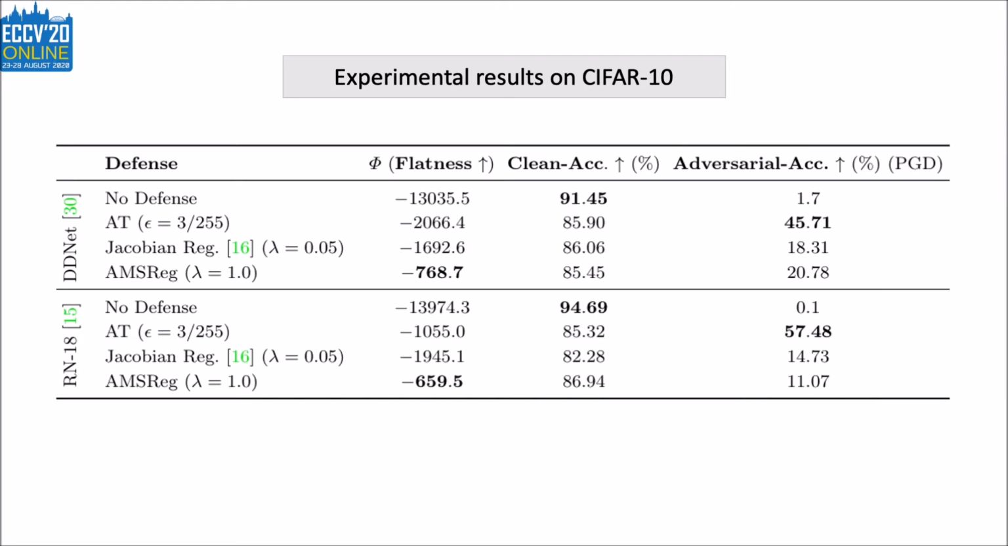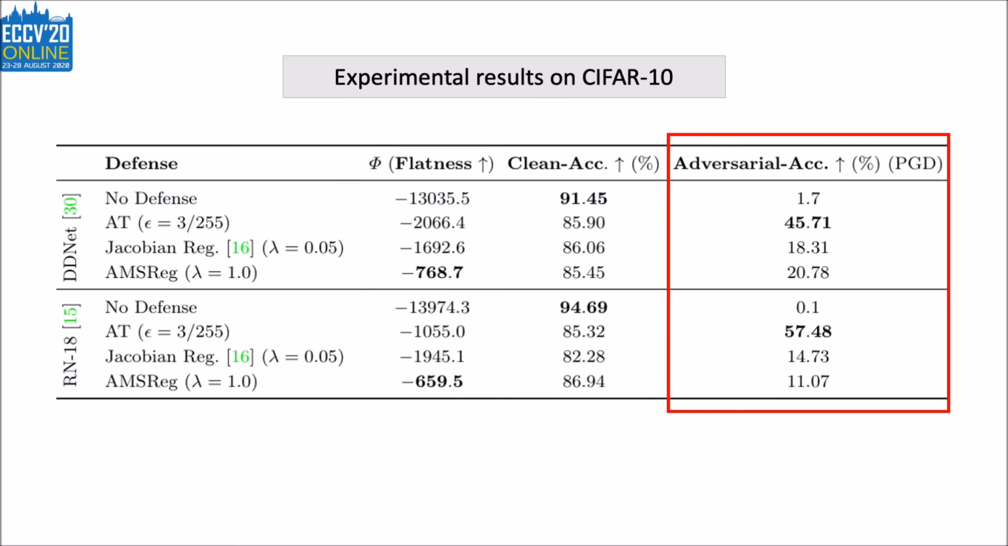Here are our experimental results on CIFAR10. In terms of the flatness of likelihood landscapes, models trained with AMS regularization have flatter likelihood landscapes than Jacobian regularization and adversarial training, indicating that the regularization was successful. In terms of the adversarial accuracy, AMS regularized models have comparable adversarial robustness to that of Jacobian regularization. However, interestingly, both regularizations are still significantly more susceptible to adversarial attacks than adversarial training.